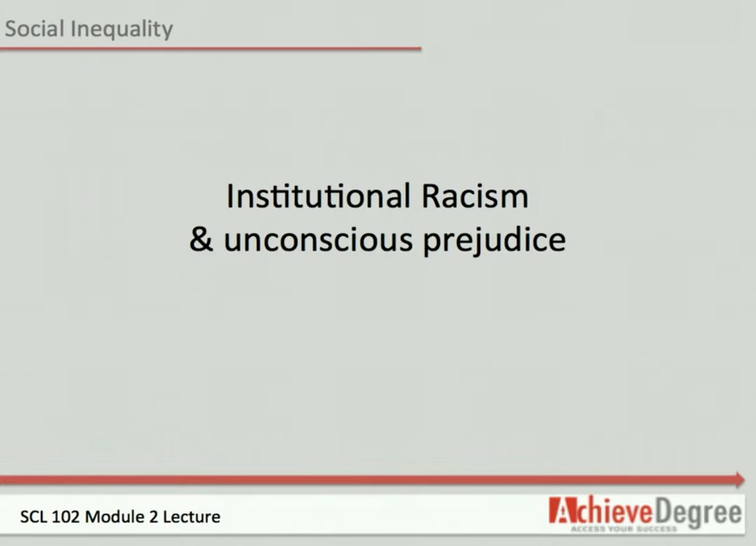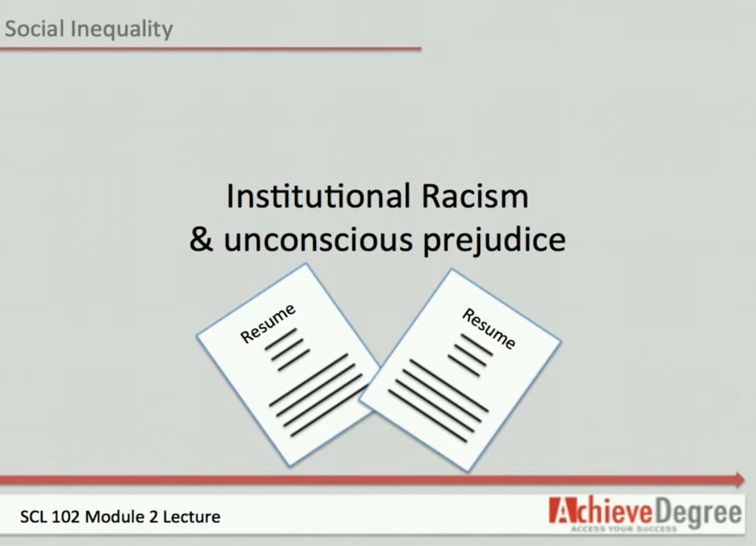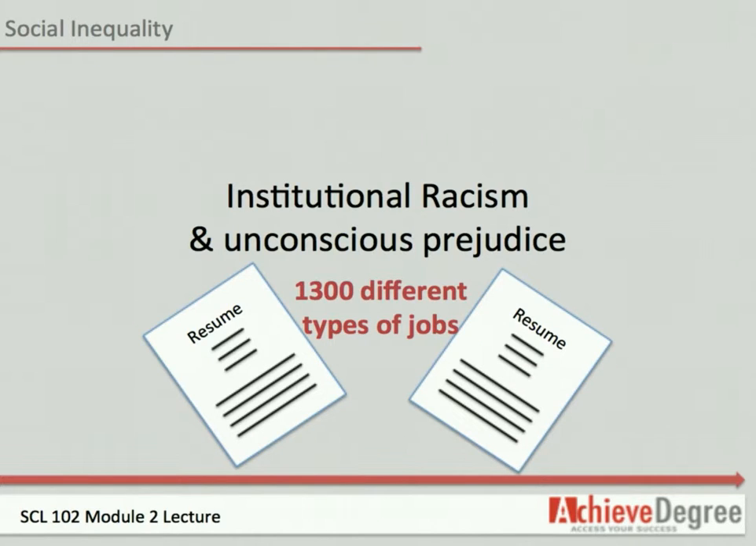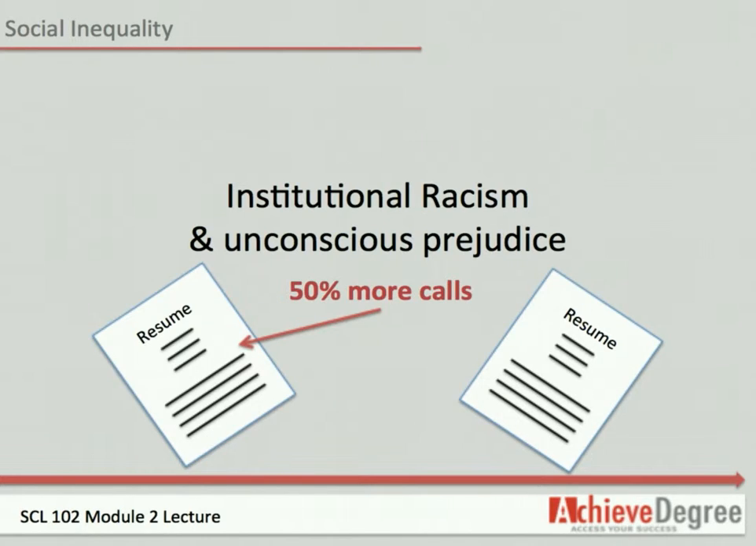Similarly, a study was done by Bertrand, 2003, demonstrating that discrimination in hiring exists as well. Identical resumes were sent to over 1,300 different types of jobs. The only differences in the resumes were the names of the fake applicants. African American sounding names, such as Lakeisha Washington or Jamal Jones, were used for some applications, and white-sounding names, such as Emily Walsh and Brendan Baker, were used for others. Resumes with white-sounding names received 50% more calls for interviews than resumes with black-sounding names.